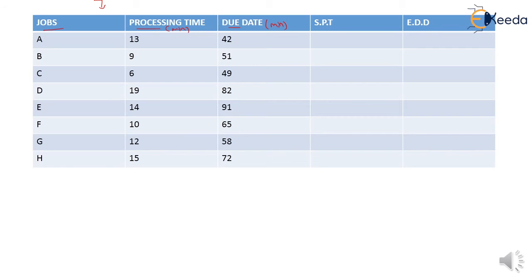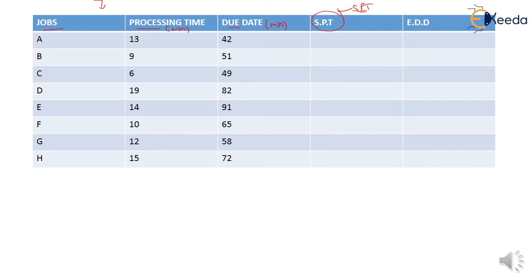Okay students, the job A is given and processing time is 13 minutes and due date is 42, and corresponding to B, C, D, E, F, G, H jobs, the processing times and due dates are given. First of all, we determine the sequencing of jobs by the SPT rule.